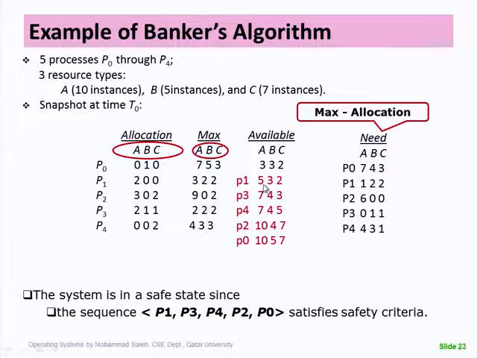Now, having executed P1, we try to execute P2. P2 needs 6 resources of A, which we don't have. So this is the new available in the system. The new available, we have only 5 of A. So we can't execute P2.